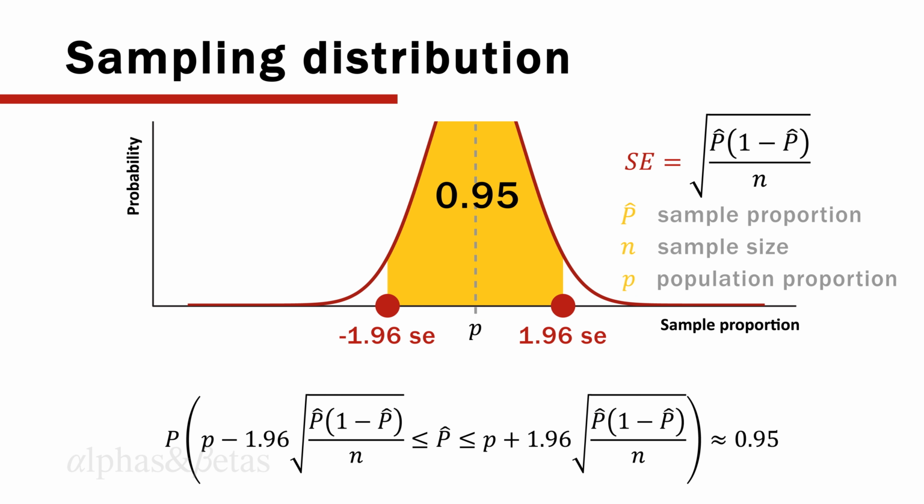So there's a 95% chance that the sample proportion p hat is between the lower cutoff of p minus 1.96 times the standard error and the upper cutoff of p plus 1.96 times the standard error. We use the approximately equal to sign because we're using the normal distribution as an approximation. This gives you an interval around the population proportion within which the sample proportion is likely to be.